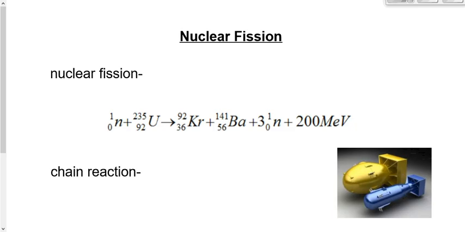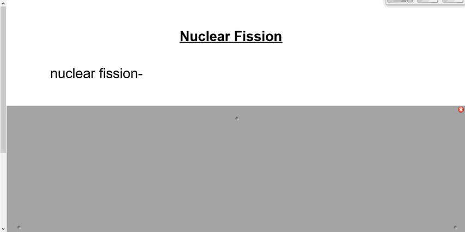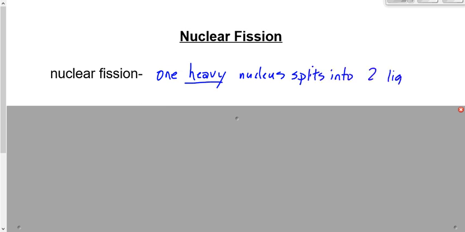Nuclear fission is a process where one heavy nucleus splits into two lighter nuclei.